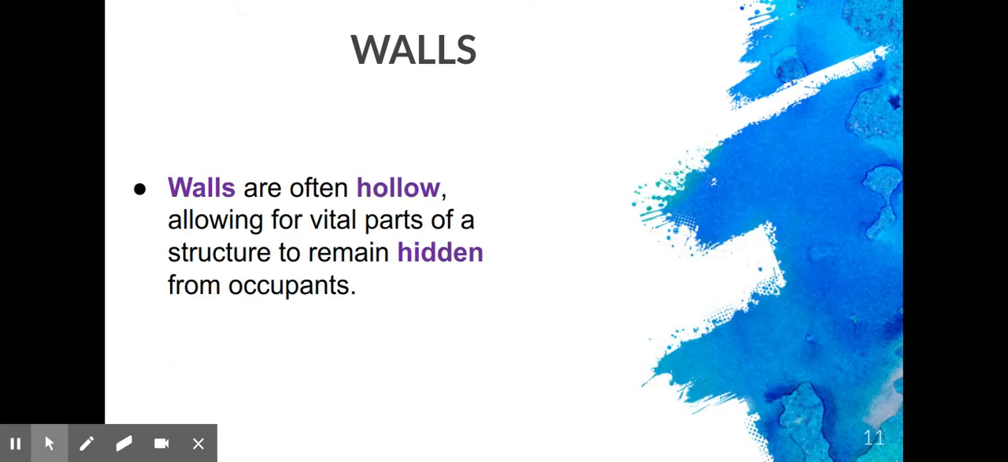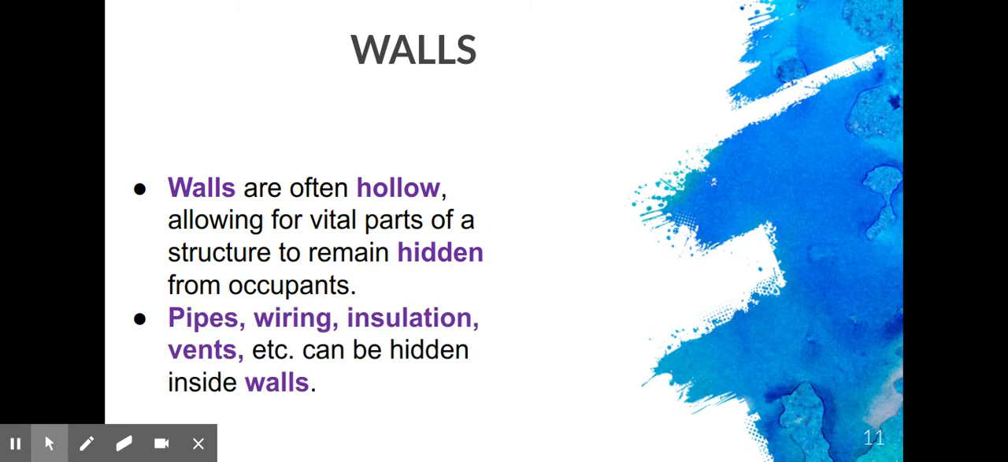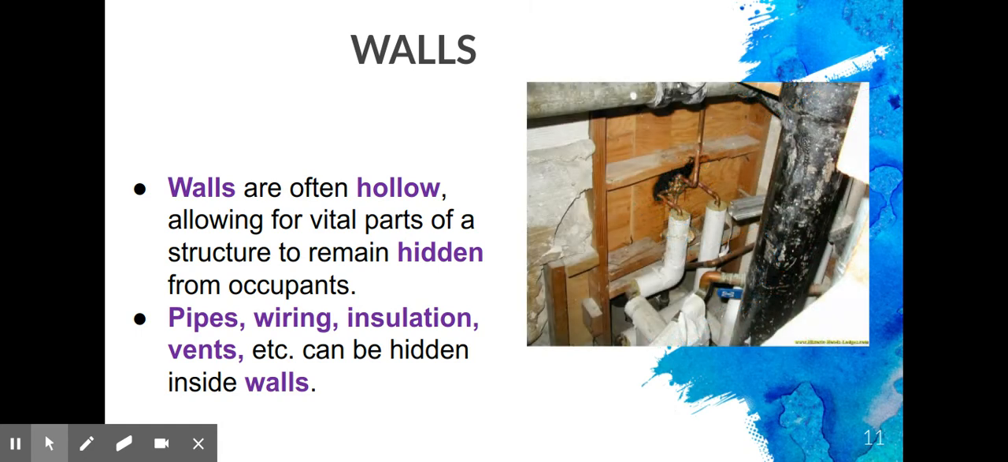Walls are often hollow, allowing for vital parts of the structure to remain hidden from occupants. So sometimes pipe, wiring, insulation, and vents can be hidden inside the walls. Those things can sometimes be dangerous. You obviously don't want to be in contact with wires or vents or insulation. It's sometimes not healthy for you, or you could get hurt if you're exposed to them.